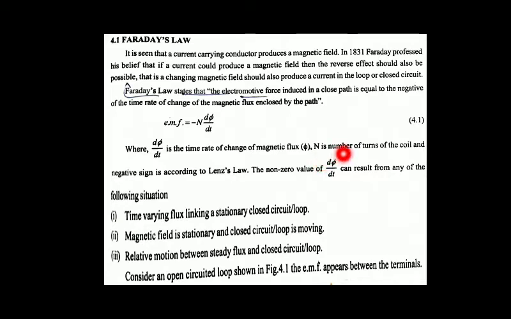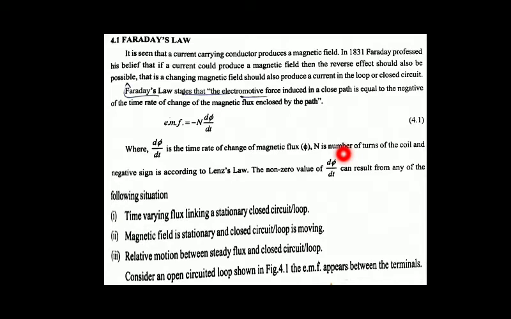First is a time varying flux linking a stationary closed circuit or loop. In this case, the flux varies, but the closed loop circuit is stationary, not moving. Second case is the magnetic field is stationary and the closed loop circuit is moving. Okay, the magnetic field is constant, but the loop circuit is moving.